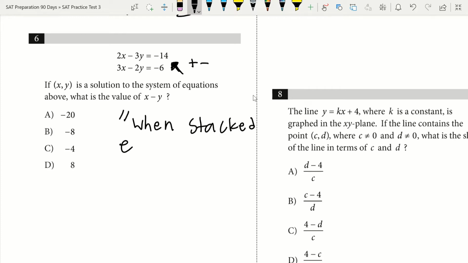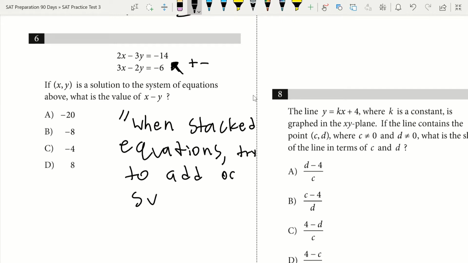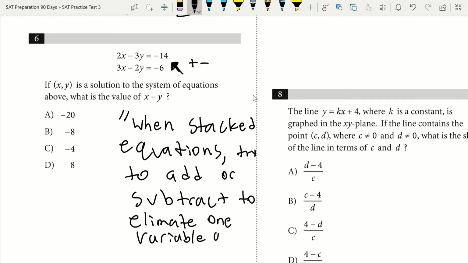When you have stacked equations, comma, try to add or subtract to eliminate one variable and solve for the other.